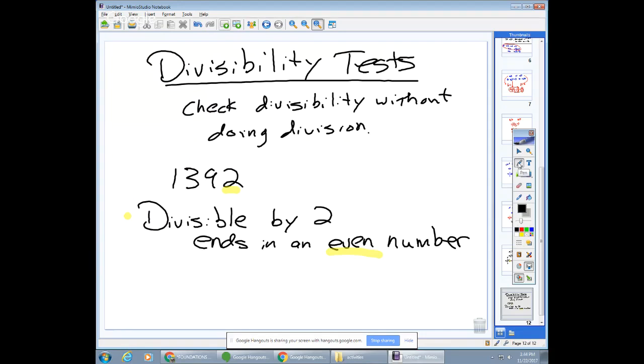So it's even, or divisible by 2, if the ones digit is in this set: 0, 2, 4, 6, or 8. Those are our even digits. Why are they even? Because 2 goes into them without a remainder, right? So once we know that 2 divides these without a remainder, anything that ends in that, we know it's got to be even too. Okay. So that's our test for 2.